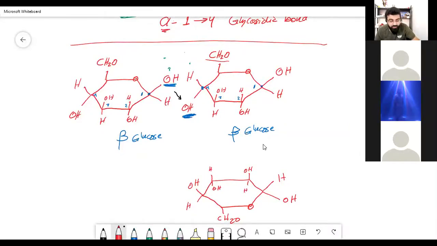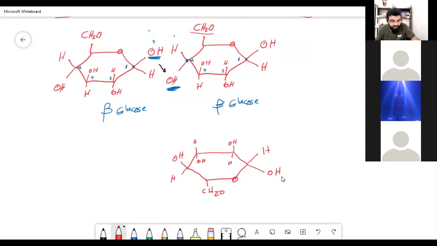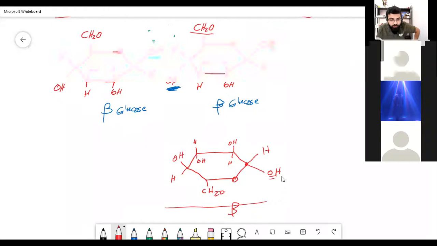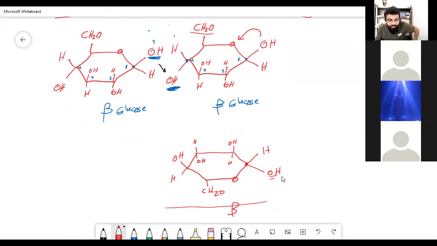Guys, there's an important point here. Sometimes in the question, if I give you this structure, the second one, and ask you if this is beta or alpha, some of you will look at this as carbon number 1 and say, okay, it's downward, so it's alpha. This is wrong. It's still beta, because I flipped only the molecule. I didn't change the position of OH and H. The OH is still upward, toward the oxygen.